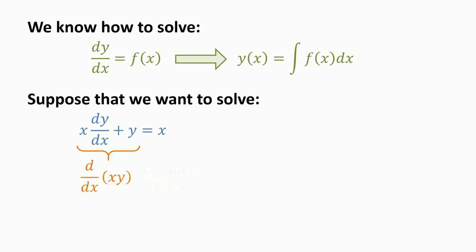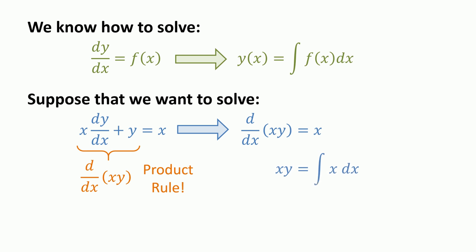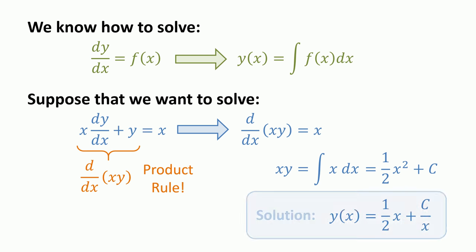Yes, if we realize that the left side is the derivative of the product x times y. Recalling the product rule from calculus, we see that this differential equation is really the derivative with respect to x of the product x times y equals x. Now we can integrate both sides, and we find that xy equals 1/2 x squared plus c. Dividing by x, we find that the general solution is y of x equals 1/2 x plus c over x.